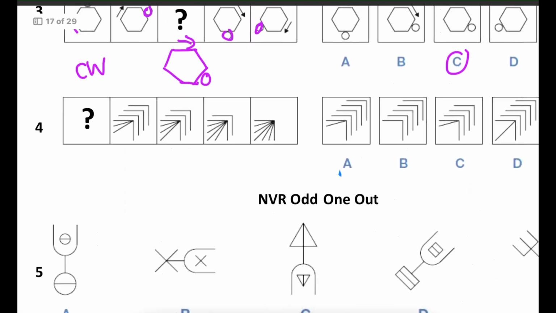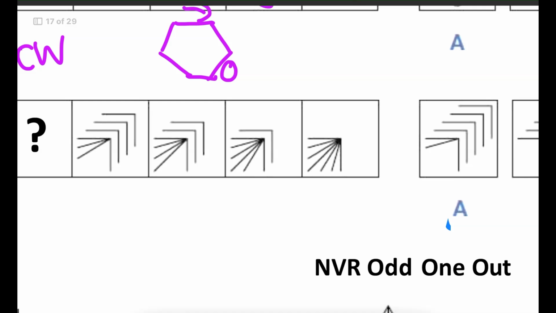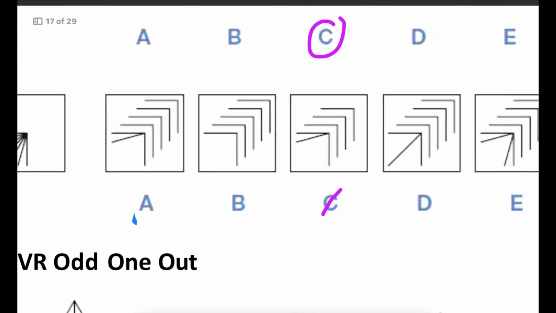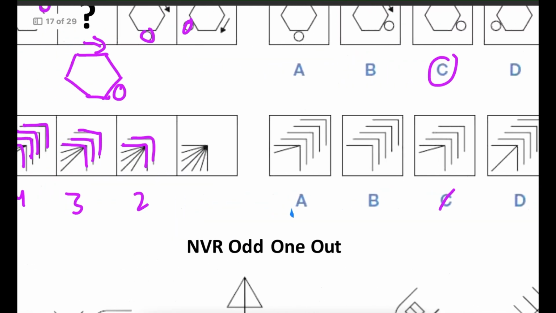Question 4, we've got some right-angled lines. Here we've got 1, 2, 3, 4. Here we've got 1, 2, 3. Here we've got 1, 2. So as you can see, they're decreasing each time by 1. So here we're going to have 5. So I'm going to rule out C because I can see that is 4 right-angled lines and all the rest are 5.